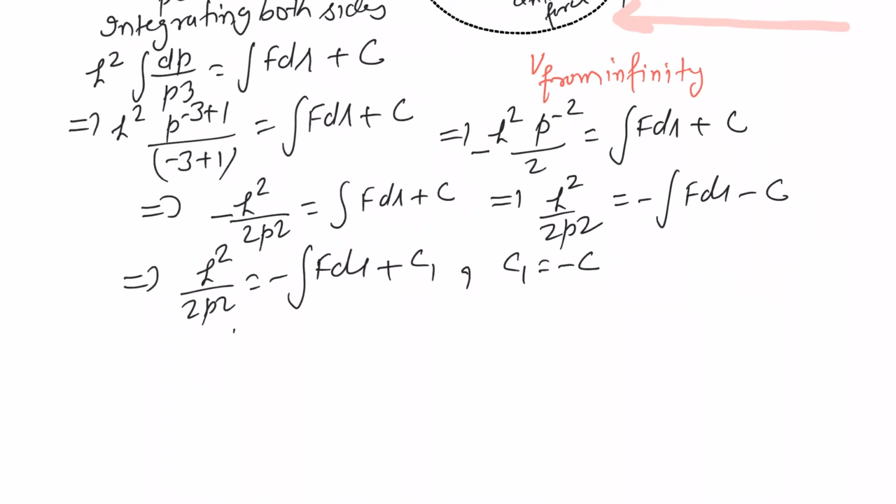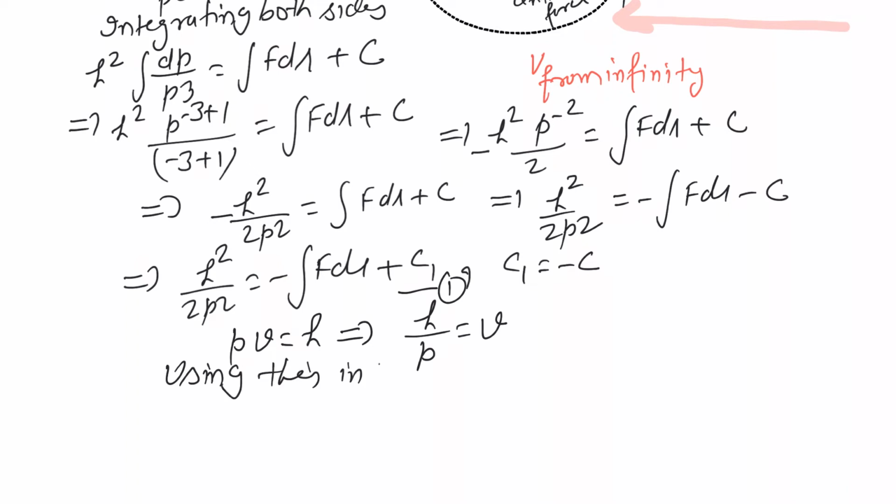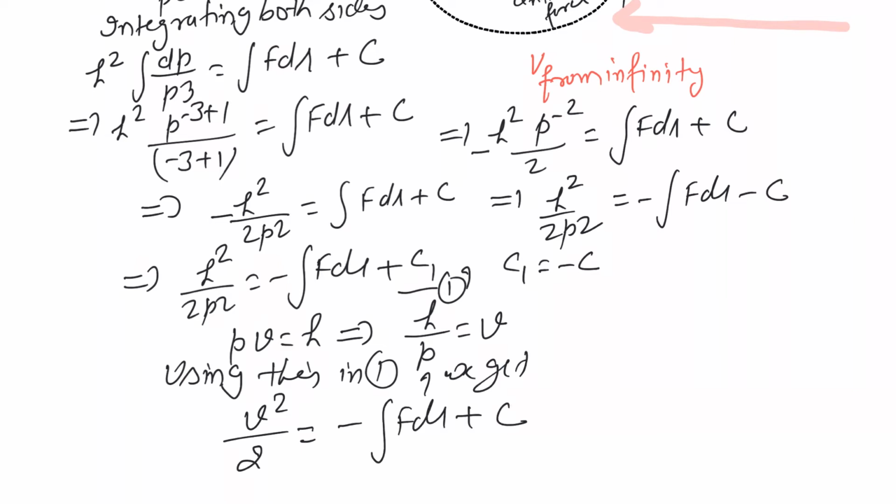Now we know that pv is equal to h. This implies h by p is equal to v. Using this in equation 1, h by p will be v, so we get v squared by 2 is equal to minus integral f dr plus c. So this is the expression of velocity.